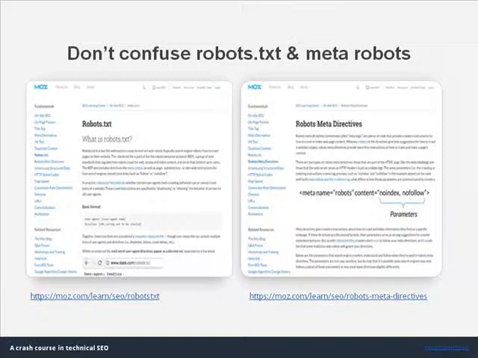The intersect's really interesting, and this is where people really mess up: they will block Google from crawling a page via robots.txt, and then put a directive on the page with a meta robots tag saying you can't index this.